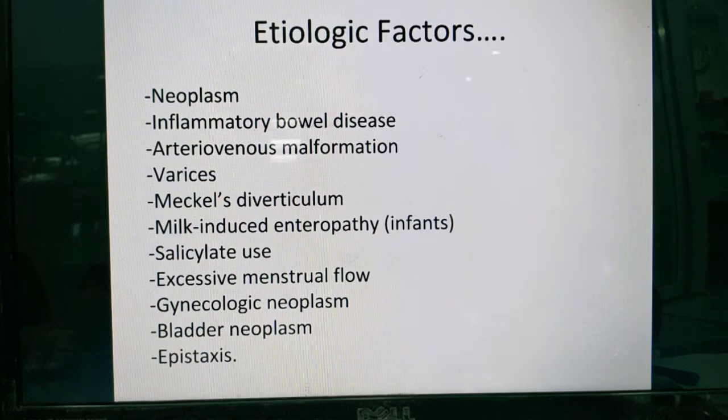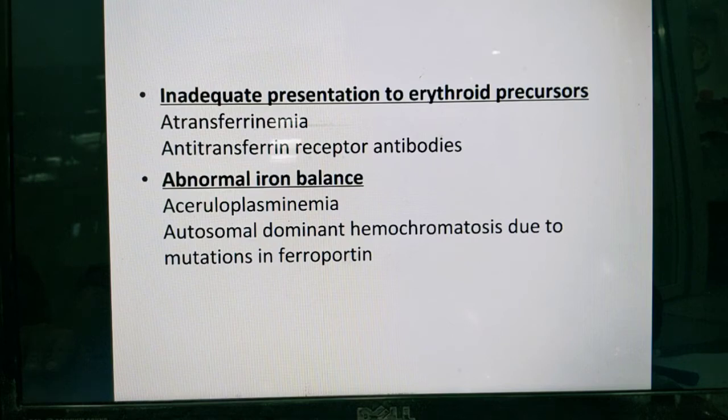Etiologic factors, again: neoplasm, inflammatory bowel diseases, arteriovenous malformation, varices, Meckel's diverticulum, milk-induced enteropathy, salicylate use, excessive menstrual flow, gynecologic neoplasm, bladder neoplasm, and epistaxis. Inadequate delivery to erythroid precursors: atransferrinemia, anti-transferrin receptor antibodies, and abnormal iron balance: aceruloplasminemia, autosomal dominant hemochromatosis due to mutation in ferroportin.